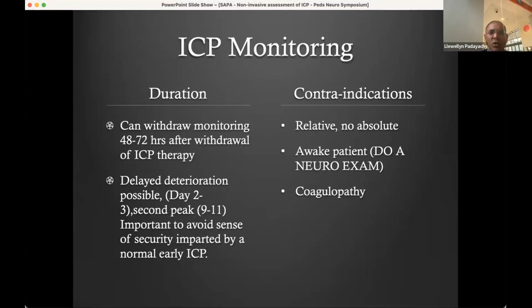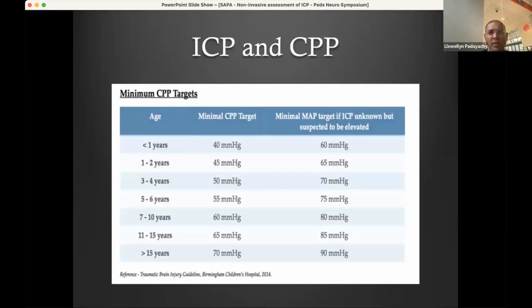The duration and contraindications, really, in the context of somebody doing that all the time, I think is important. I've included it for completeness sake, but really I think is less important in this talk. Our ICP and CPP targets, I think a lot of you would be familiar with that, but they're very much age related. And if you use a table like this to guide your treatment, I think you're very much within the kind of recommended targets.